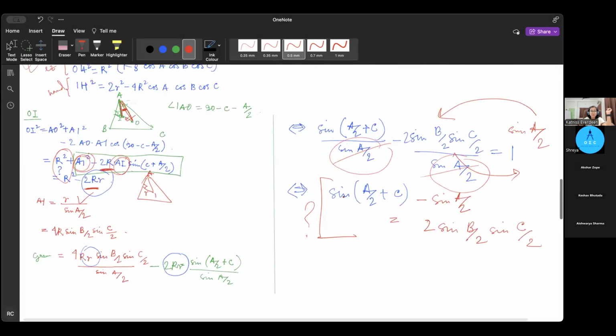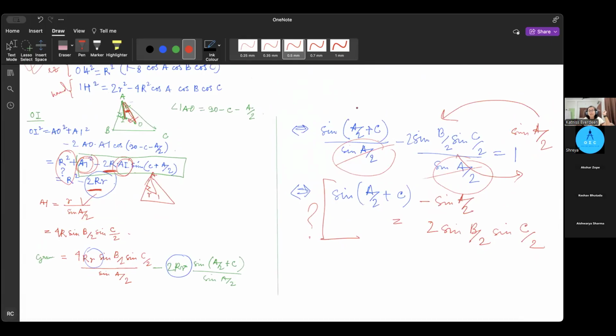So that's how we prove that, okay, we are done, right? Because we wanted to show that this is equal to 1. So we can just go backwards and we are done proving that y squared is r squared minus 2r.